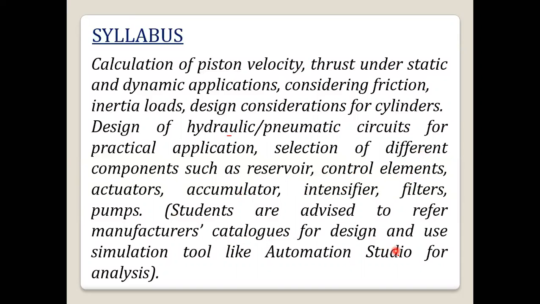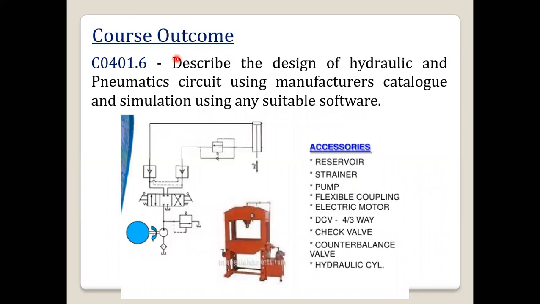We can also use software for system design. You can use Automation Studio, but it is paid software. Freely available software is the Festo software, and using that we can also do the circuit design. The course outcome of this chapter is to describe the design of hydraulic and pneumatic circuits using the manufacturer's catalog and simulation using any suitable software. Mainly, we have to design the hydraulic and pneumatic circuit using the manufacturer's catalog, and then we can also do the simulation.